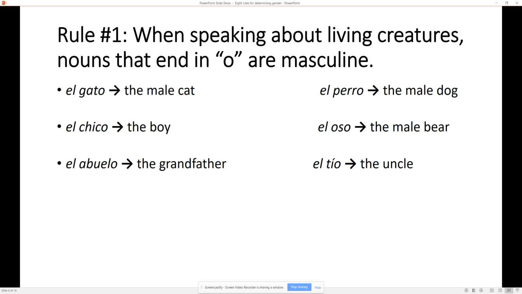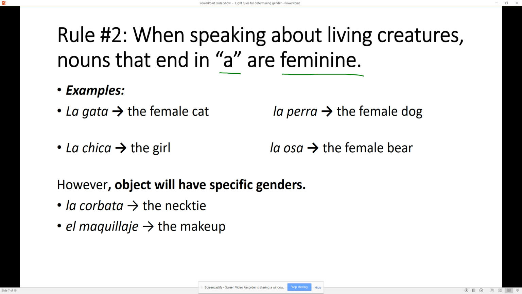It is that for living creatures, this is usually easier than objects to begin with. Nouns that end in O are going to be masculine. So we can see this here with gato, perro, chico, el oso. And note that they all have in front of them the word el. This is the definite article for the masculine and singular, the.